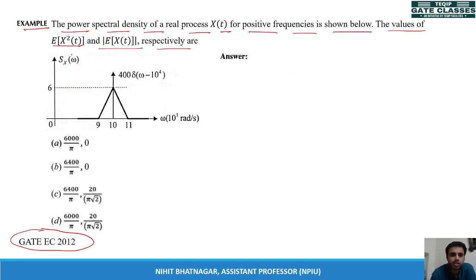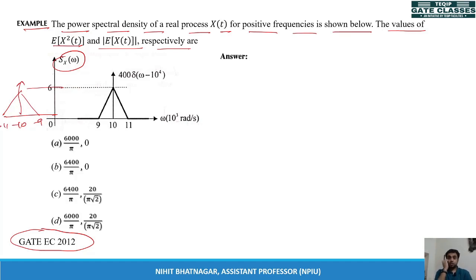So here it is the power spectral density of the random process Sx(t), and it is for positive frequencies. It means that there is a replica at negative frequencies. It will be framed here. Its replica will be framed here, that is at -10, -9, and -11.